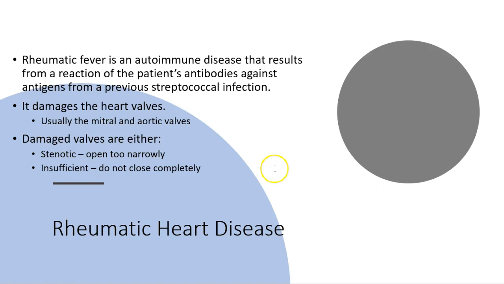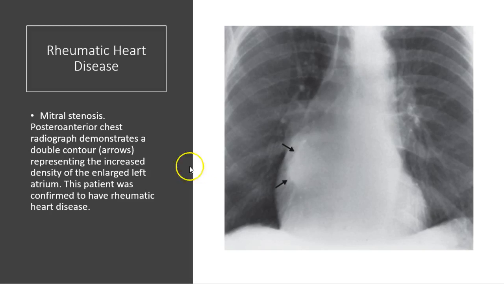endocarditis. Rheumatic fever is an autoimmune disease that results from a reaction of the patient's antibodies against the antigen from a previous streptococcal infection. It damages heart valves, usually the mitral and aortic valves. Damaged valves are either stenotic or insufficient. Stenotic means it doesn't open enough, so it's closed basically, and insufficient means it doesn't close completely.